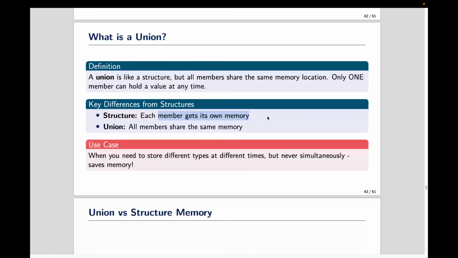So in a structure, each member has its own memory. But in a union, all members share the same memory. Now, how that is done, see this very well. When you need to store different types at different times, but never simultaneously, then you use a union.